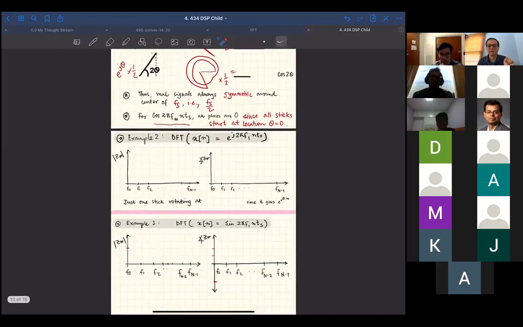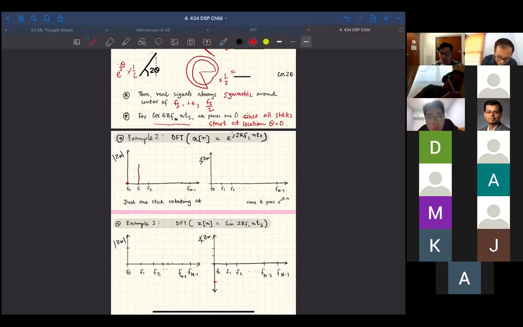Quick one. Suppose I tell you x[n] is e to the power j2 pi f1 n. This is the signal. Now it's a complex signal. What should the FFT be? So just the F1. Exactly, just the F1. Very good, right? So all you need is just F1 at 1, and everything else is 0.